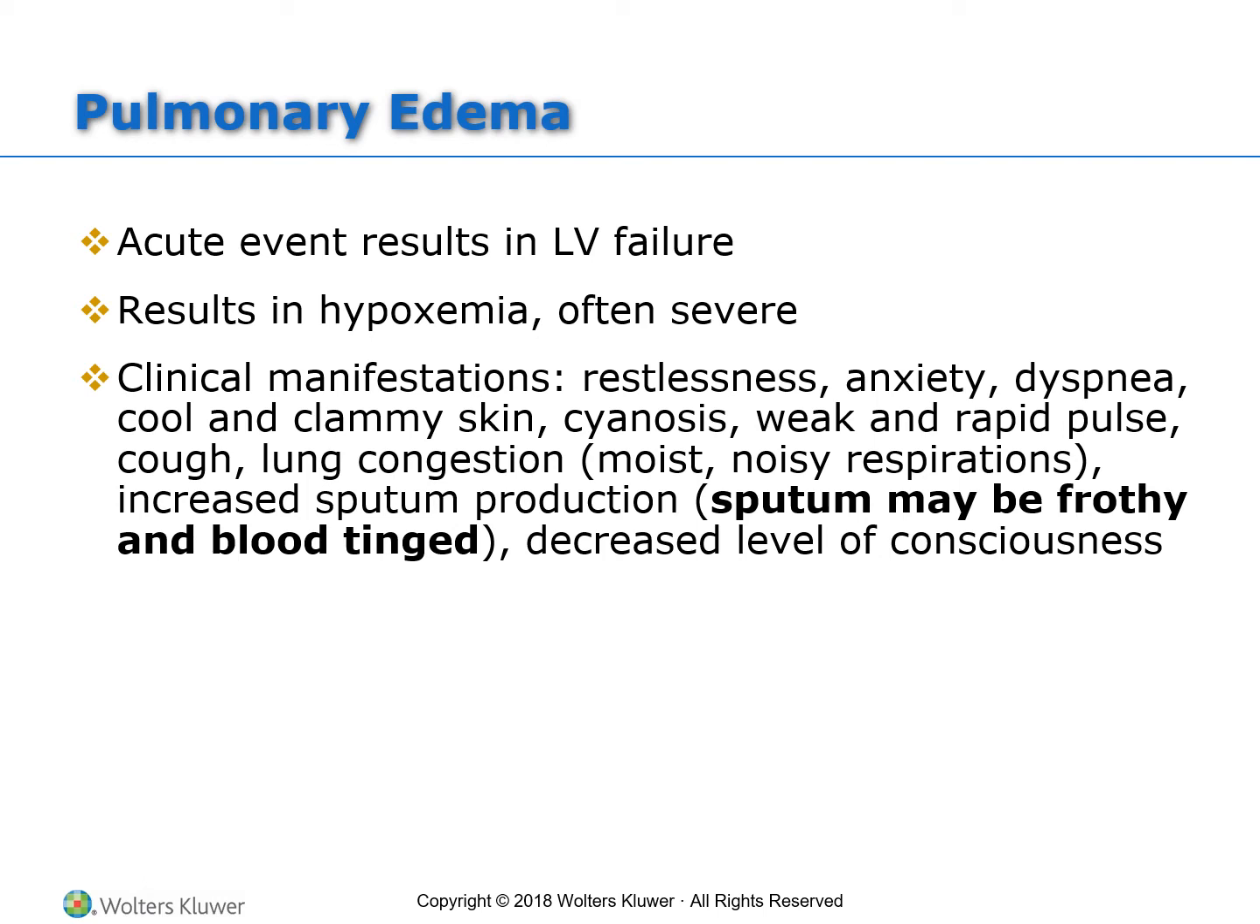If you listen to their lungs, you will hear a lot of congestion, crackles, rales. Whenever they are breathing in and out, you might actually hear it. They'll have increased sputum production. It can be frothy. It can also be blood tinged. They will be pale or cyanotic. Their pulse will be rapid and weak because they're not able to get the oxygen that they need. They can have cool, clammy skin, be diaphoretic as well.